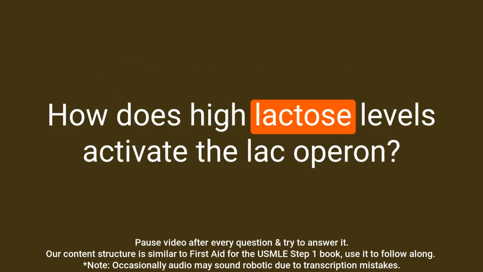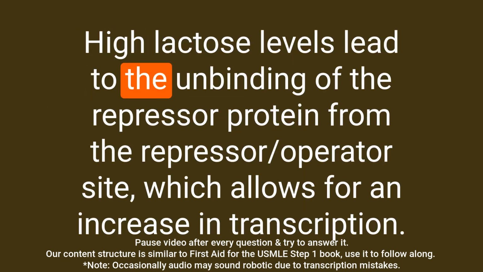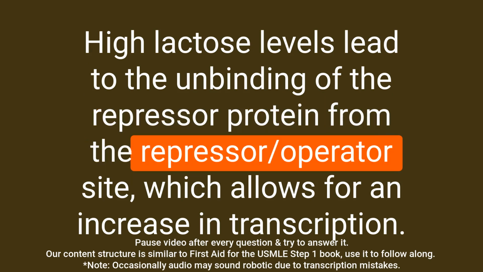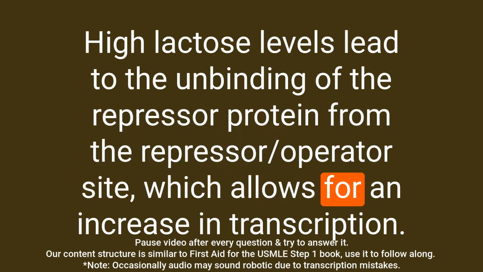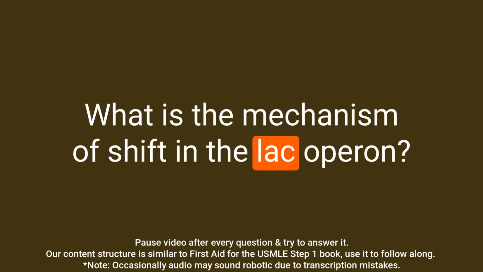Question: How does high lactose levels activate the Lac Operon? Answer: High lactose levels lead to the unbinding of the repressor protein from the repressor operator site, which allows for an increase in transcription.